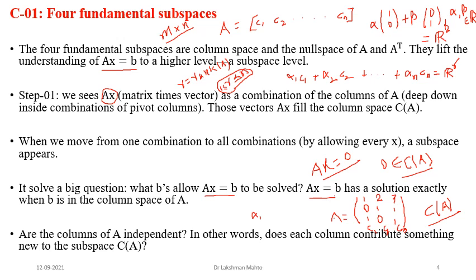That means only these two columns are significant. The third one is just a linear combination of these two. So that's why C1 and C2 are contributing to construct the column space. C3 is not contributing. That one is ineffective. So that is the idea.